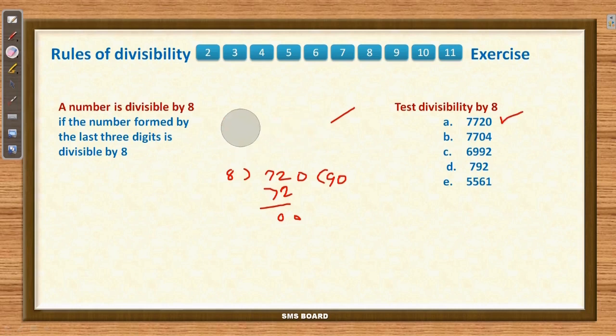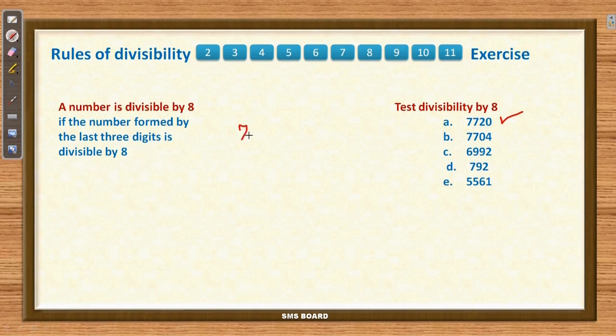Let us discuss the second problem. Second problem is 7,704. Here the last 3 digits are 704. So we will check divisibility by dividing 704 by 8. In this division 7 is not divisible by 8.